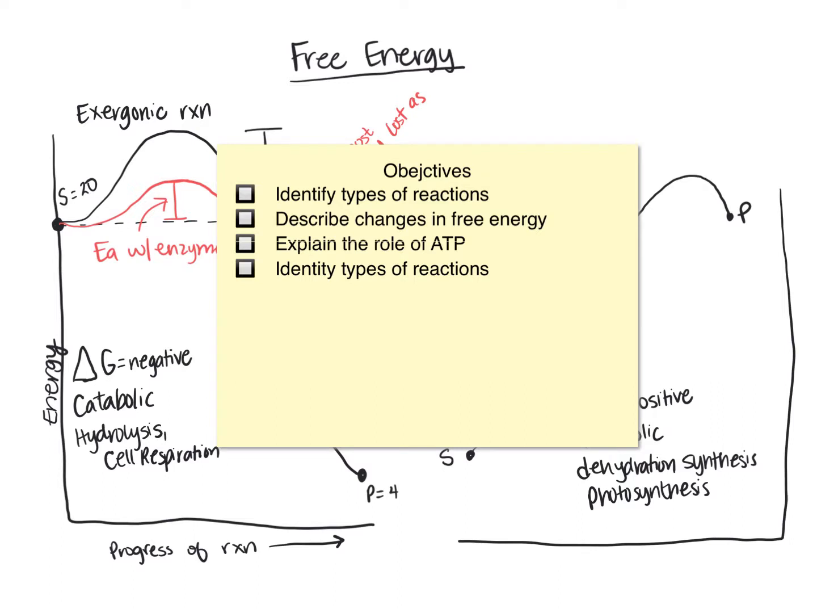And we also looked at some examples of endergonic and exergonic reactions in terms of whether or not their delta G is positive or negative, what kind of enzymes are going to be involved, catabolic versus anabolic, and some examples of endergonic and exergonic reactions. Exergonic reactions being hydrolysis and cell respiration, whereas endergonic reactions are dehydration synthesis or photosynthesis.